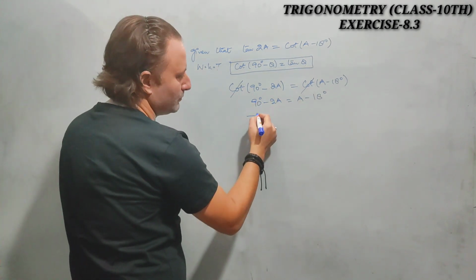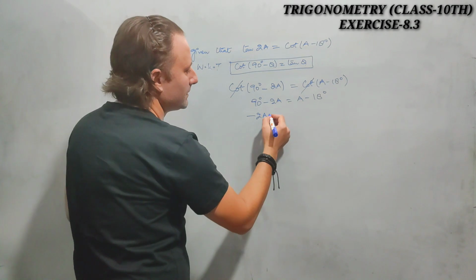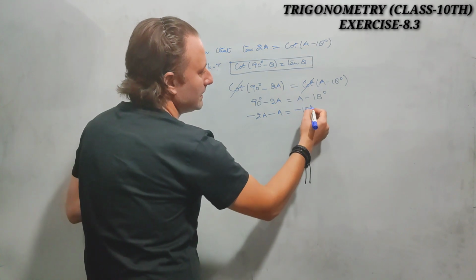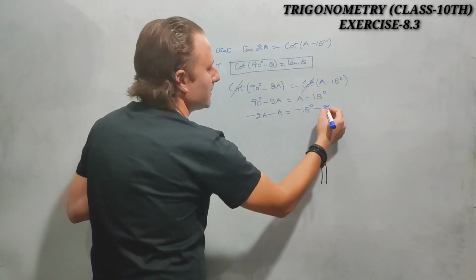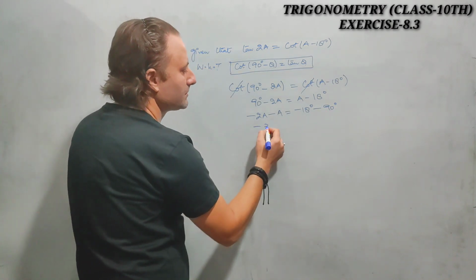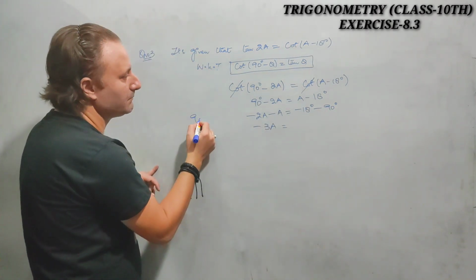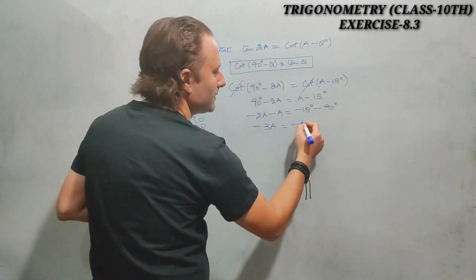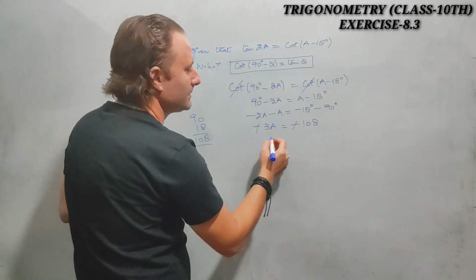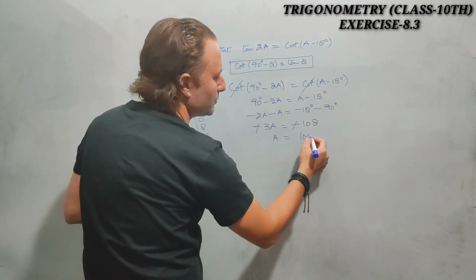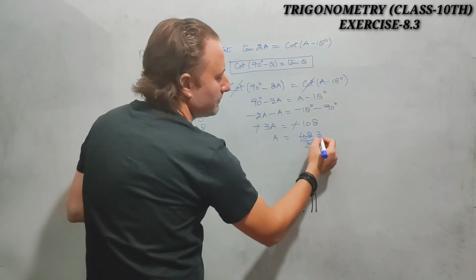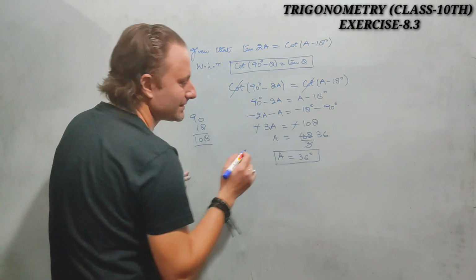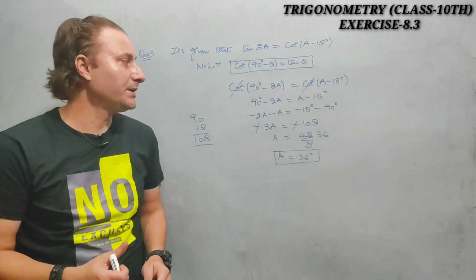Let's take the A's to one side. 2A, this is positive A, it goes here, it becomes negative A. Then we have minus 18 degree, and this positive 90 goes that side, it becomes negative 90. So this is minus 3A. If we add 90 and 18, because both are negative, we need to add them. So this is 108, but the negative sign has to be there. Let's take these negative signs off. Now A is equal to 108 upon 3. So the value of A here is 36 degrees. Clear, guys? Very, very important question.